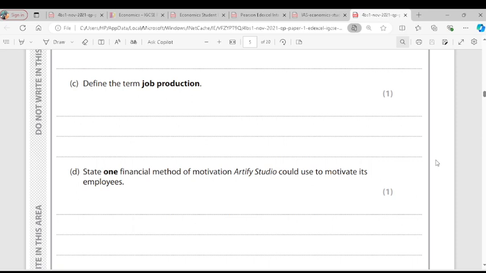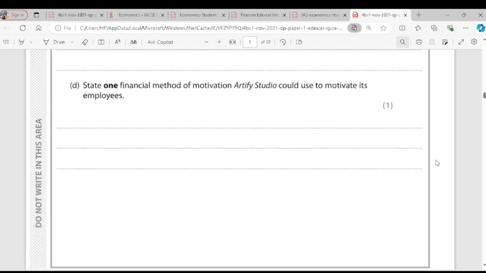When we talk about job production, we're talking about a method of production that involves you producing a unit of output at a time. So if we want to produce a pen, we produce just this pen at this point in time. That's what job production is. We need a pen, we produce the pen. Before we talk about something else, that is job production. Is it clear? We'll move on to question D.